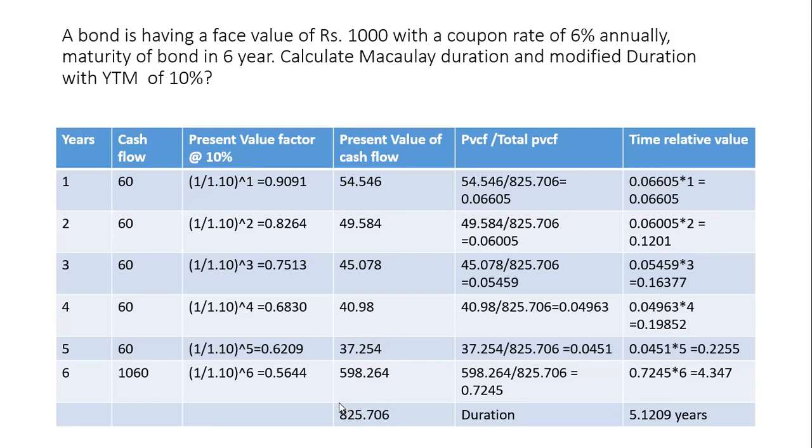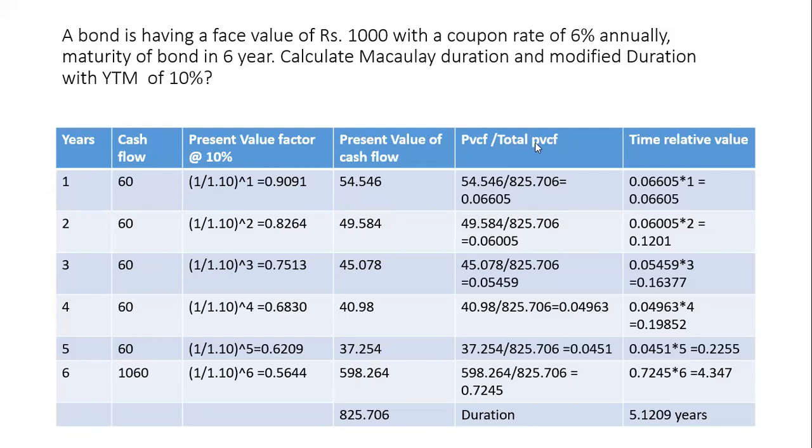That total is 825.706, and you divide by 825.706: 54.546 divided by 825.706, 49.584 divided by 825.706, 45.078 divided by 825.706, 40.98 divided by 825.706, 37.254 divided by 825.706, and lastly 598.264 divided by 825.706. You will get these PV values divided by total PVCF.